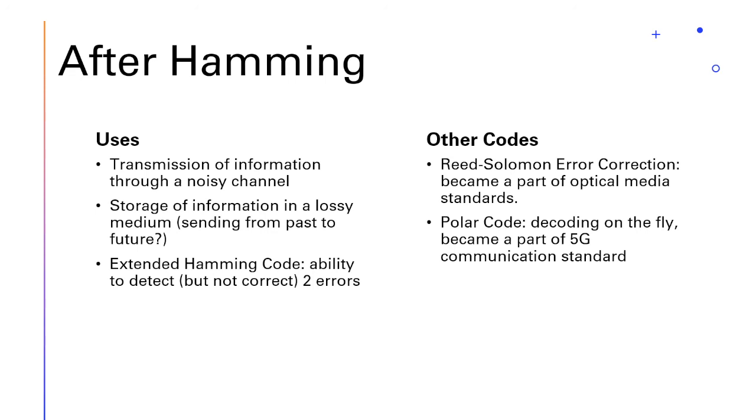This is not how polar code works. A polar code decoder has the ability to deal with information on the fly as it streams in. This special attribute of polar code meant that it was suitable for the 5G communication standard.